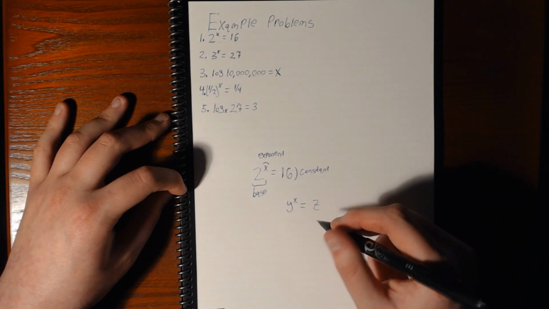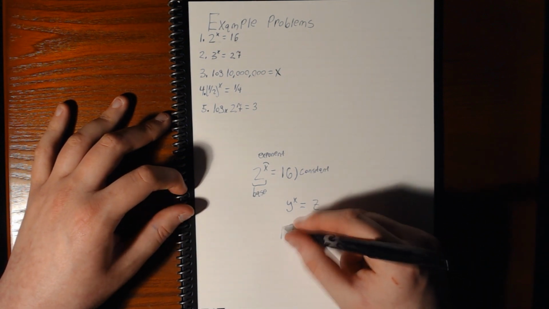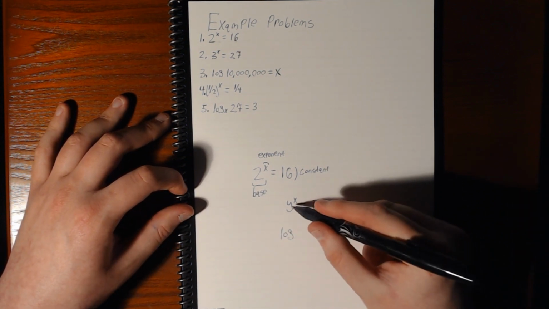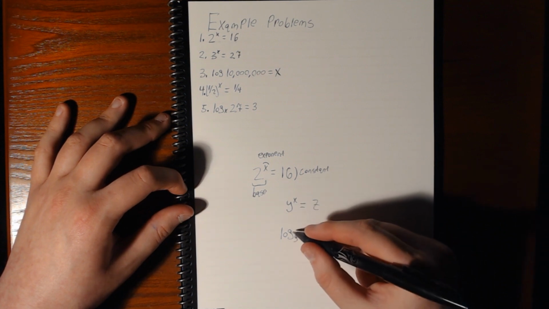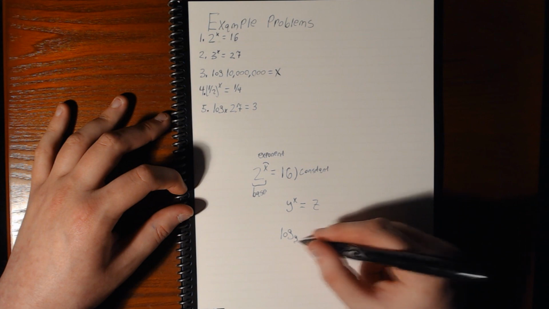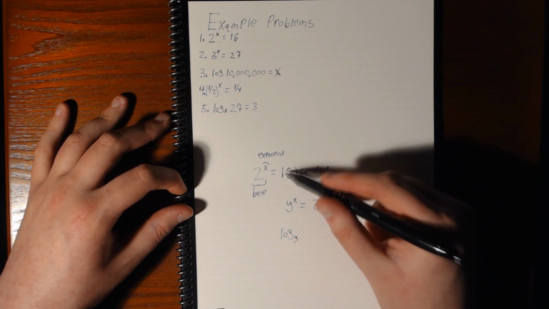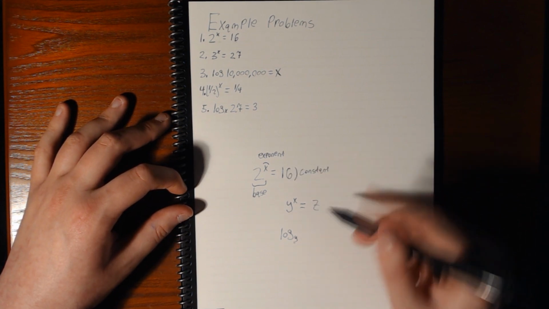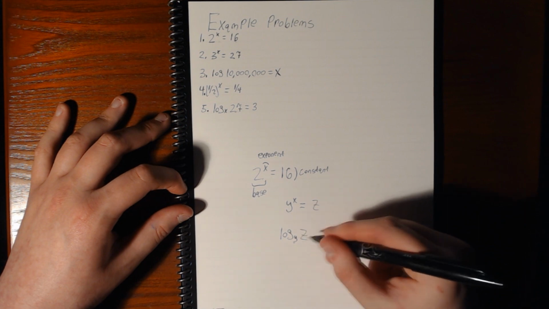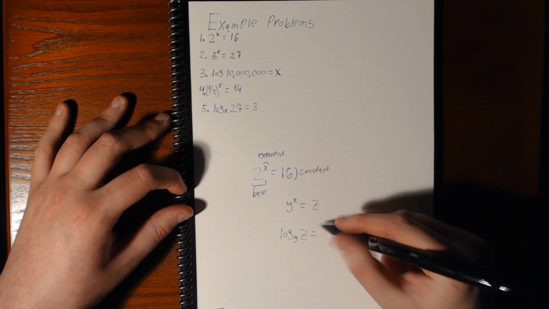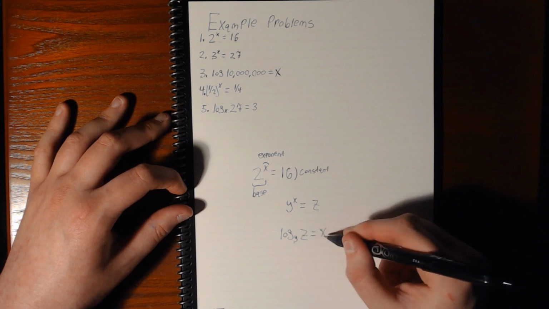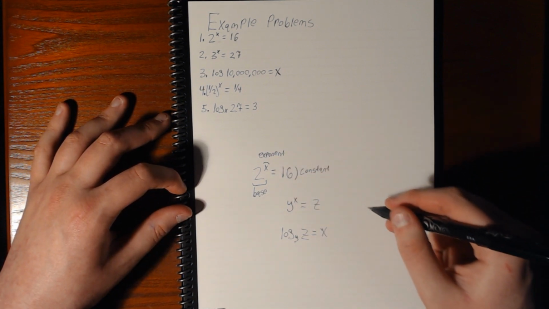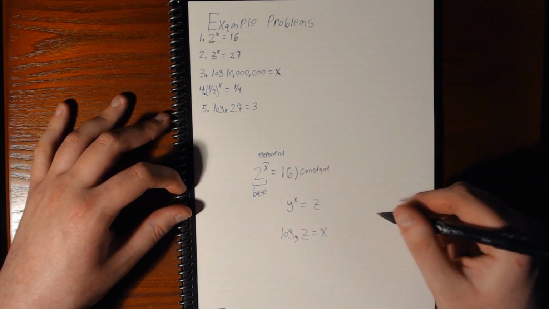So how we would do that with logarithms is that we would take log, and then we would take the base right here and put it as a little subscript right after the logarithm. And then we take the constant over to the right, which is z, and we do z equals the exponent, so x. So log base y of z equals x. So we can go ahead and plug in for this and solve the problem.